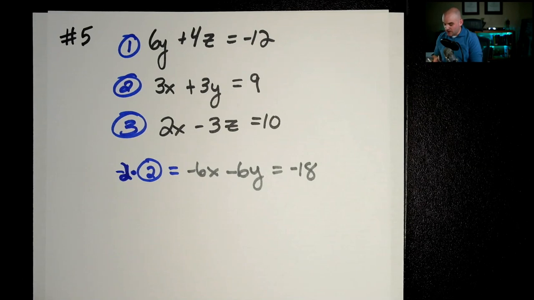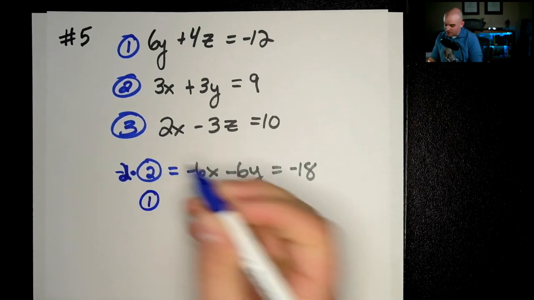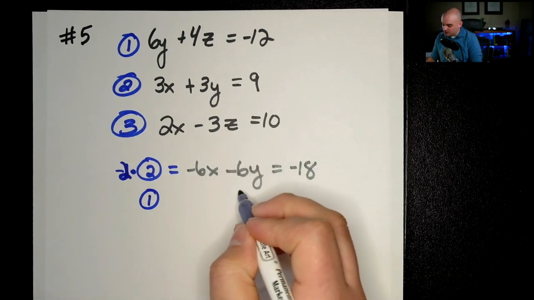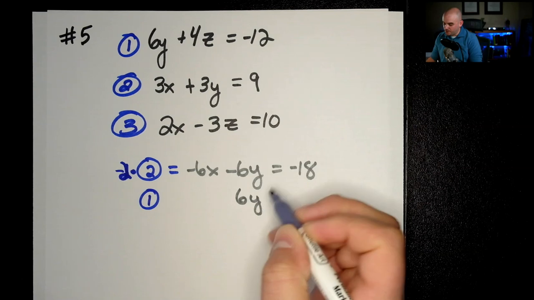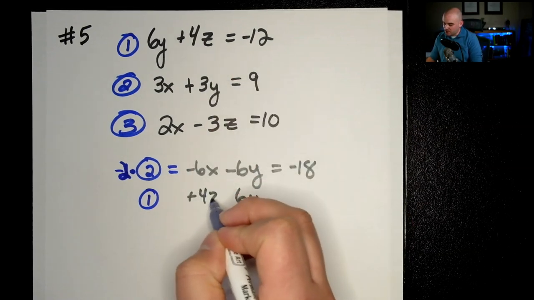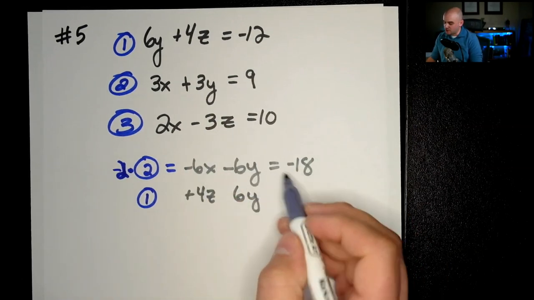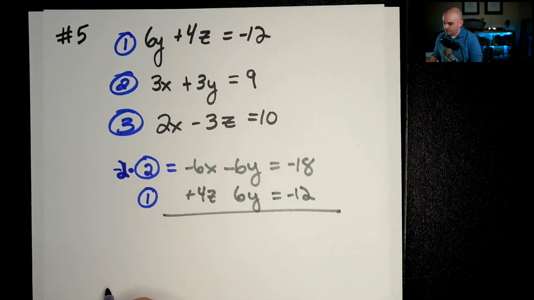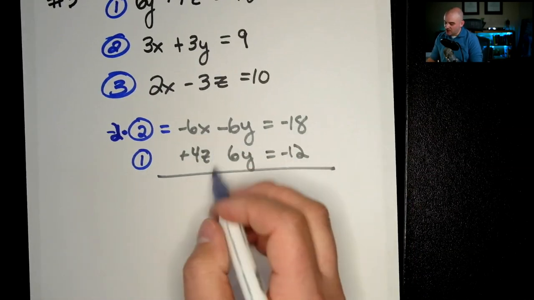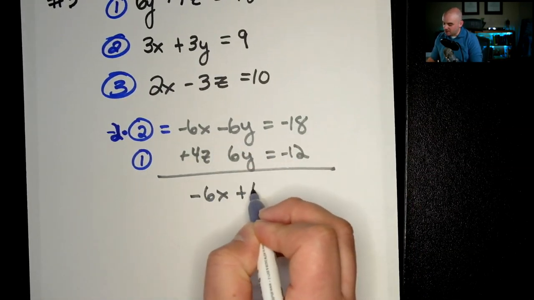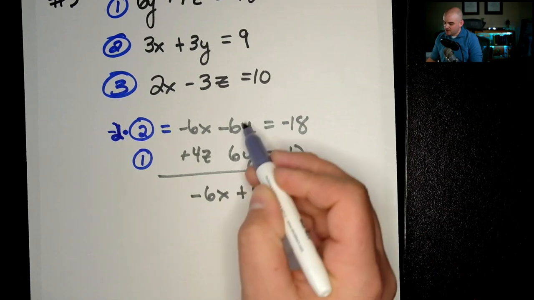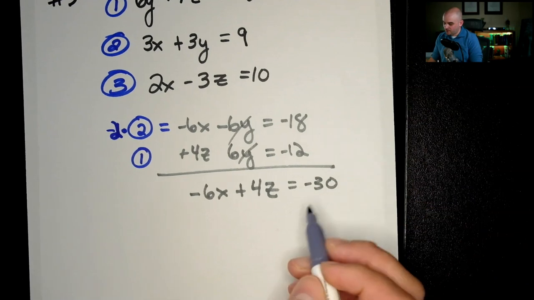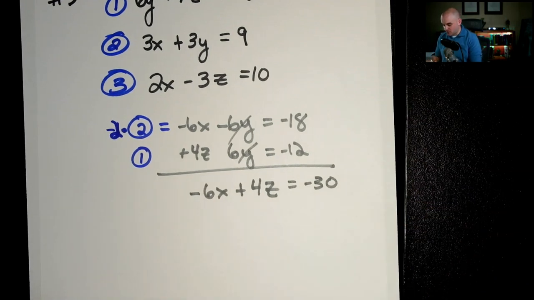Below it, I'm just going to write out equation 1. And this gives me 6y. I'm going to write it underneath its like term, plus 4z. Just keep in mind that these two are not like terms. You can't really add those. And then -12. So adding these up, I'm going to get -6x plus 4z. These cancel. And then this equals -30. This is equation 4.